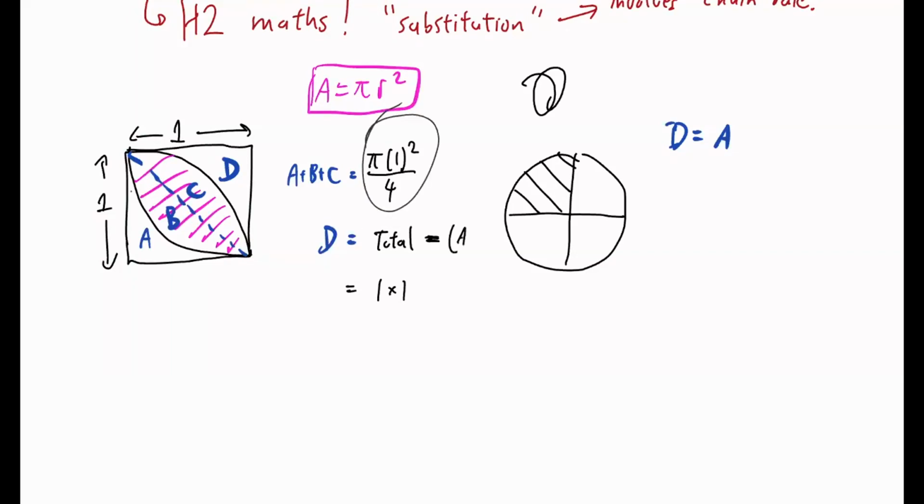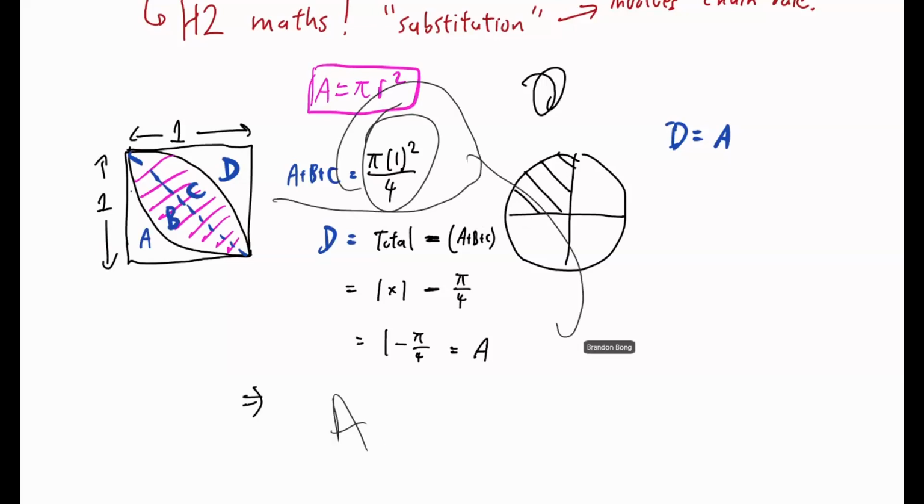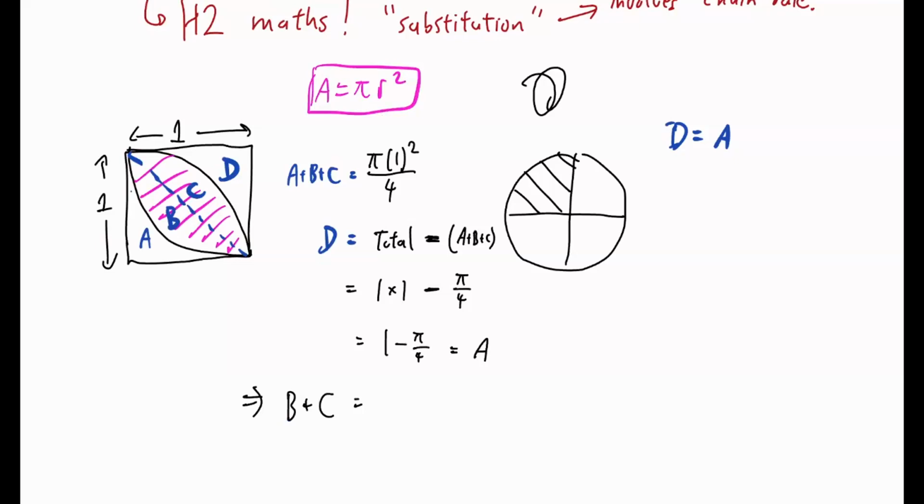Minus away the A plus B plus C, which we already found out is pi over 4. So the answer is 1 minus pi over 4, which is for A. D is also A, so you can take this minus this. Yeah, exactly. So you just need to take A plus B plus C minus away. This is a very powerful technique, by the way, in integration. Chop it up into tiny pieces, label them A, B, C, D. Okay, and then you can use algebra to help you solve.